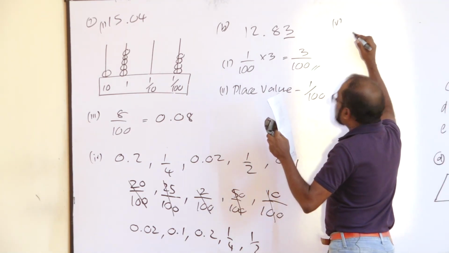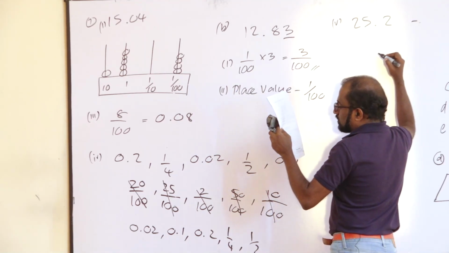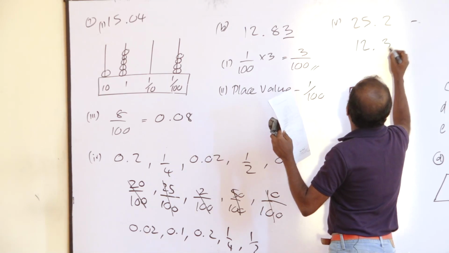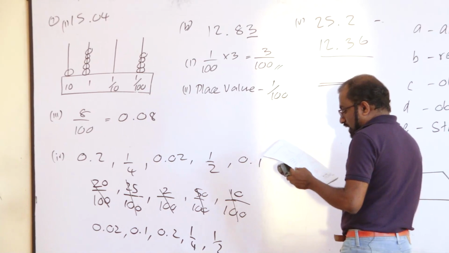Fifth one. 25.2. You are asked to subtract 12.36.